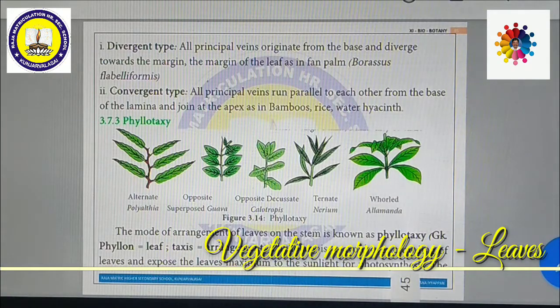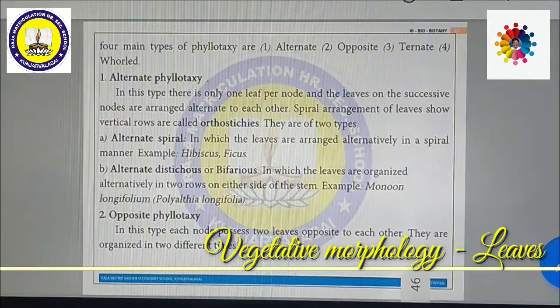So the mode of arrangement of leaves on the stem is known as phyllotaxy. In Greek, phyllon means leaf, taxis means arrangement. So the arrangement of leaves is called phyllotaxy. Phyllotaxy is to avoid overcrowding of the leaves and expose the leaves maximally to the sunlight for photosynthesis. The four main types of phyllotaxy are alternate, opposite, ternate, and whorl. We shall see them one by one.